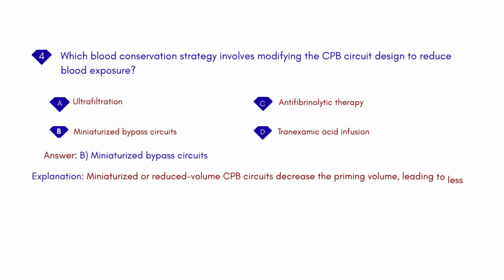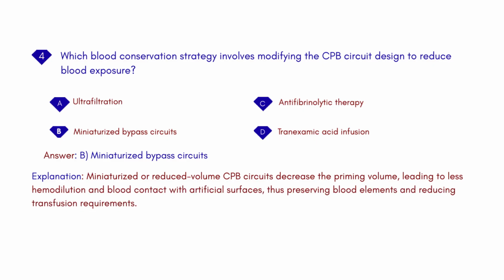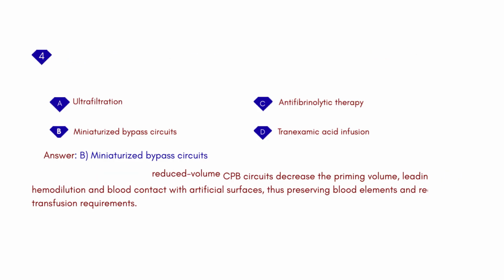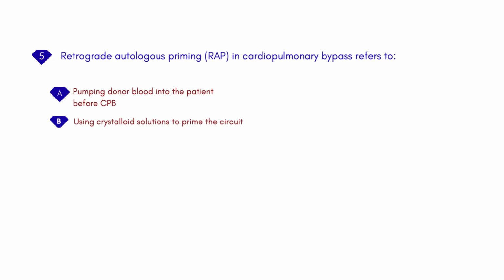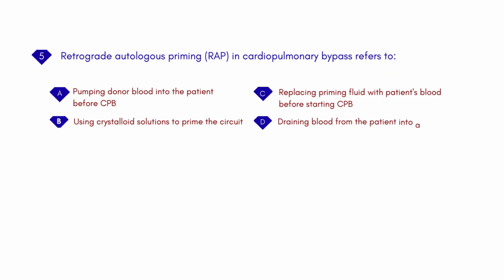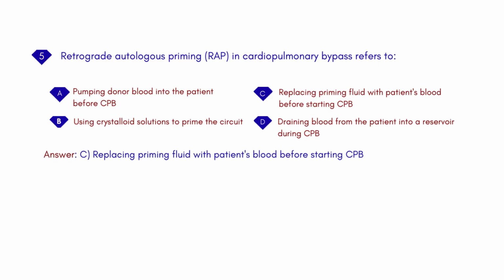Explanation: miniaturized or reduced volume CPB circuits decrease the priming volume, leading to less hemodilution and blood contact with artificial surfaces, thus preserving blood elements and reducing transfusion requirements. Retrograde autologous priming (RAP) in cardiopulmonary bypass refers to: A. Pumping donor blood into the patient before CPB. B. Using crystalloid solutions to prime the circuit. C. Replacing priming fluid with patient's blood before starting CPB. D. Draining blood from the patient into a reservoir during CPB. Answer: C. Replacing priming fluid with patient's blood before starting CPB.